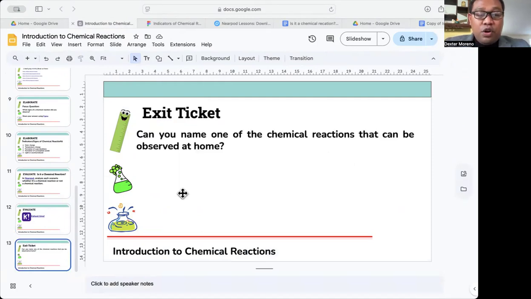Now, before we formally end our lesson, I want you to think of the chemical reactions that can be observed at home. Yes, Jayla. Very good. Decomposition of garbage is one of the chemical reactions that happens in our home. Yes, Michael. That is right. Tarnishing of silverware when it reacts with acid, that is also a chemical reaction.